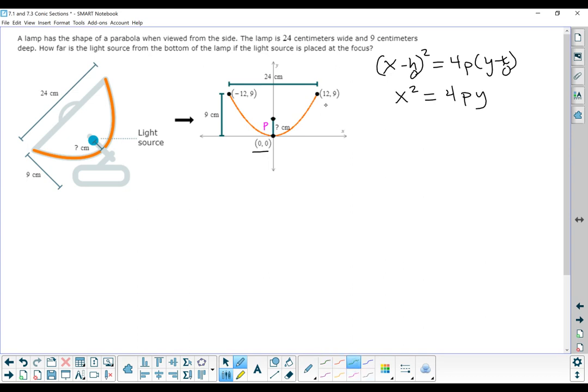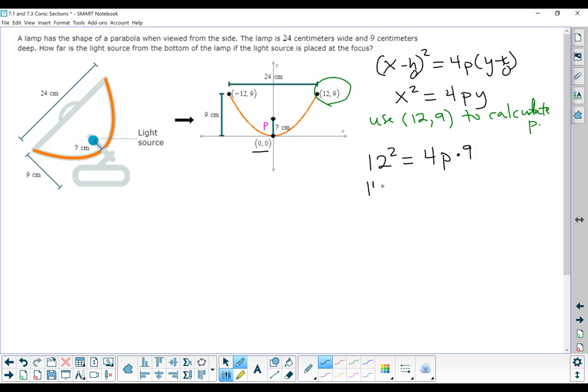So we're going to use this point, (12, 9), a point on the parabola, to calculate p. Okay, so if we sub in 12 for x and we sub in 9 for y, we end up with the equation 144 is equal to 36p. And so if we divide both sides of our equation by 36, we get that p is equal to 4. And that is what we were after. We wanted to know how far away the light source should be from the vertex. And so 4 centimeters is our answer.